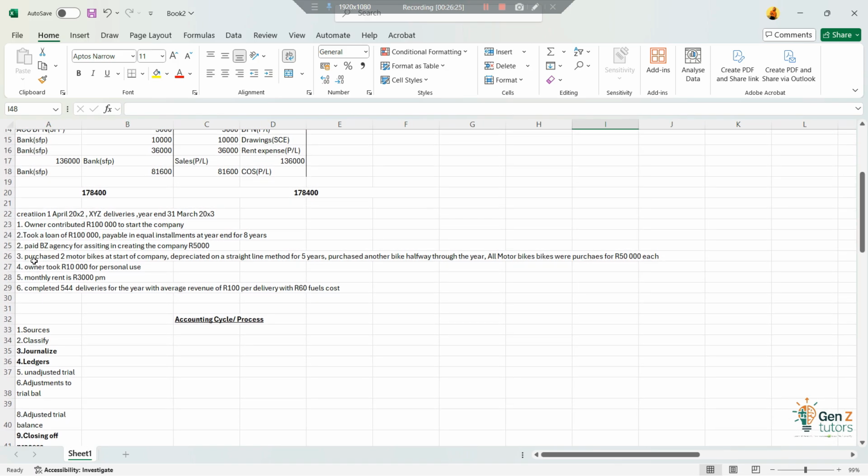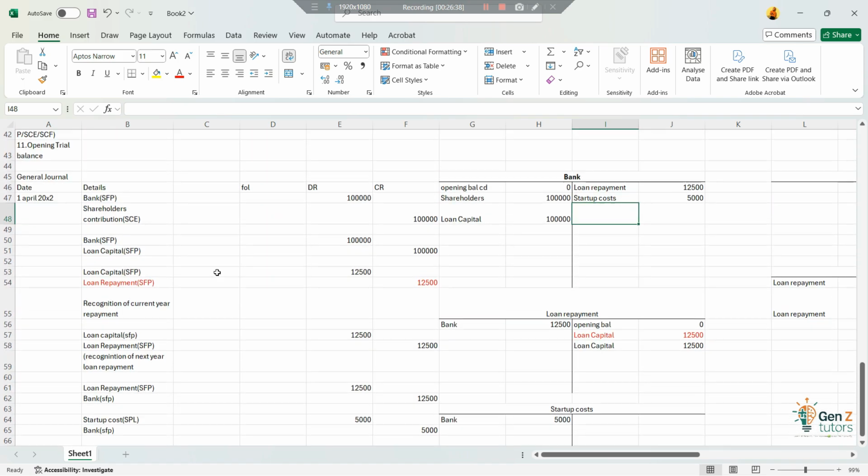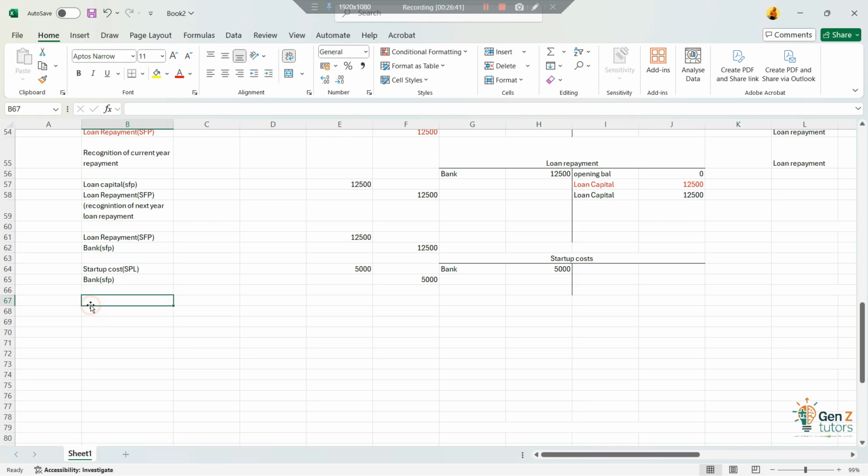After that, what do we do? What other transaction did we have? We purchased 2 motorbikes at the start of the company, which are depreciated on a straight line method for 5 years. And then we purchased another motorbike halfway through the year. All motorbikes were purchased for 50,000 each. All right, fine. Now what do we do to account for that transaction? You can just sum it up into one single transaction and say motorbikes, SFP, since it was an asset for the company to complete its deliveries.